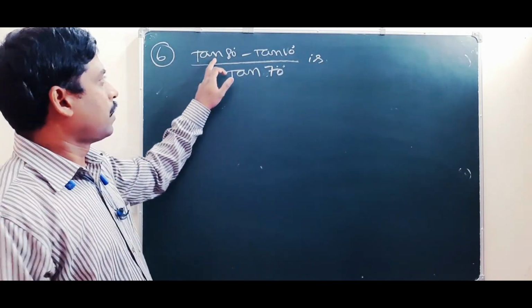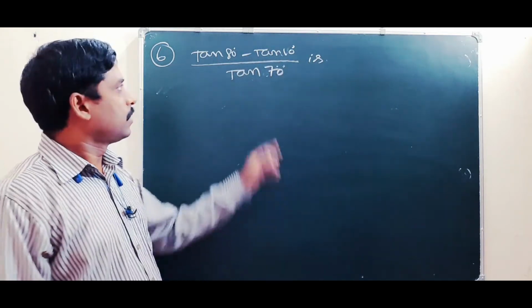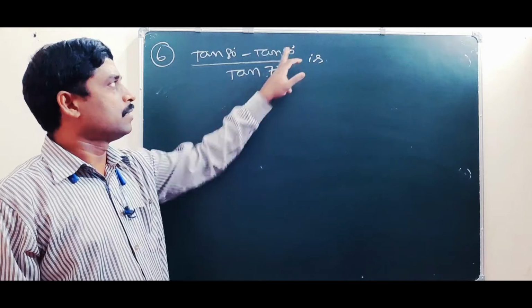Okay, look at the next question. Find the value of (tan 80 minus tan 10) by tan 70. Okay, the relation between 80, 10, 70.